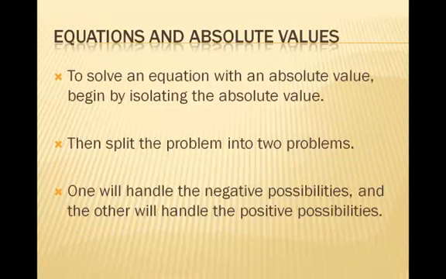So in summary, here's how we're going to solve an equation that has one of those absolute values in it. First, we're going to isolate the absolute value to one side of the equation. Once it's isolated, we'll split it into two problems. One of these problems will take care of the negative case, in other words, what happens if there's a negative number inside the absolute value, and the other case will handle what happens if what is inside the absolute value is actually positive. And we'll solve each of those cases separately.